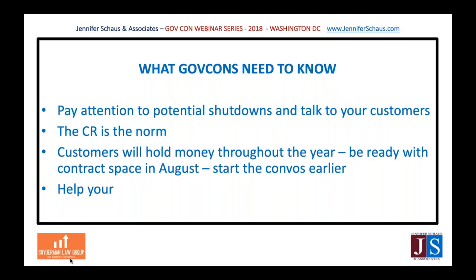The CR is the norm, right? If you look at the statistics, we just went through them. Continuing resolutions are the way the business has been done. Appropriations have been highly ineffective, with Congress not passing budgets on a consistent basis. So we need to look and say, the numbers that we see year to year are the numbers that our customers will have. Customers continue to hold money throughout the year. So make sure that when it comes time in the summertime that you have contract space available, and start your conversations early with customers to see, will they have funds available that they're going to need to appropriate? Because as we said, if they're O&M funds and they have one-year money, they've got to get them appropriated before the end of the fiscal year.